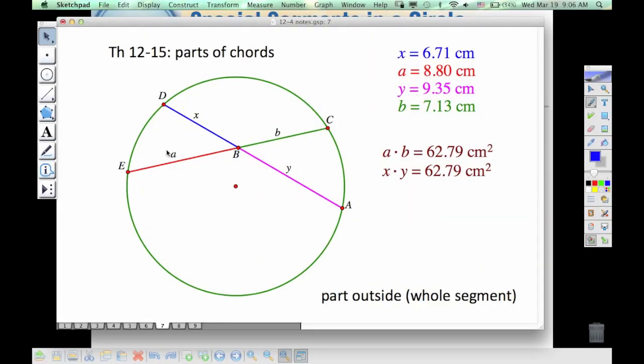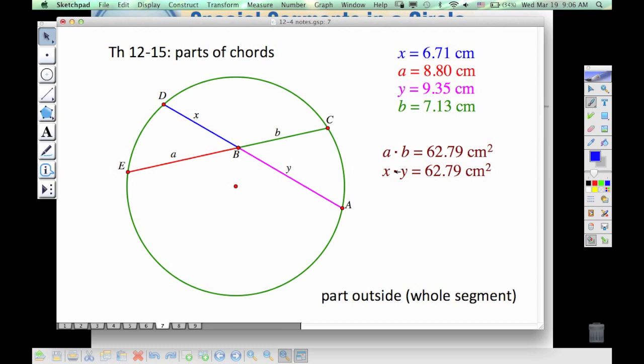If we look at these parts here, so I take A and B and measure them, I'm multiplying the red and green parts. They're on the same chord but different parts. And I'm also multiplying X and Y. So same chord with different parts. We're splitting them by where these two chords intersect.